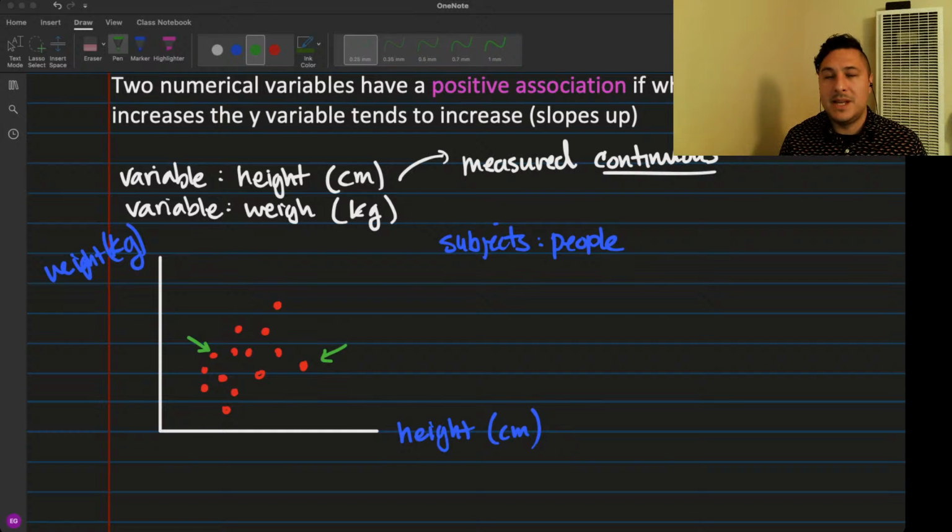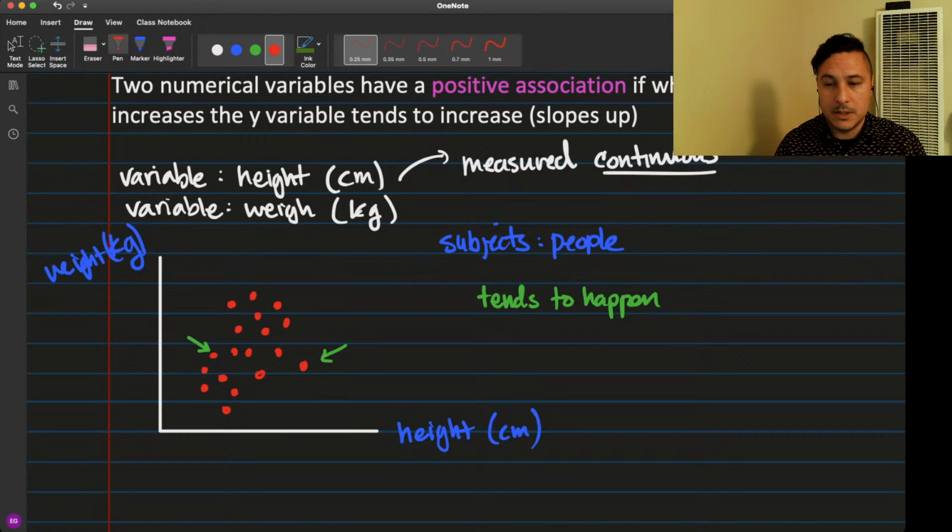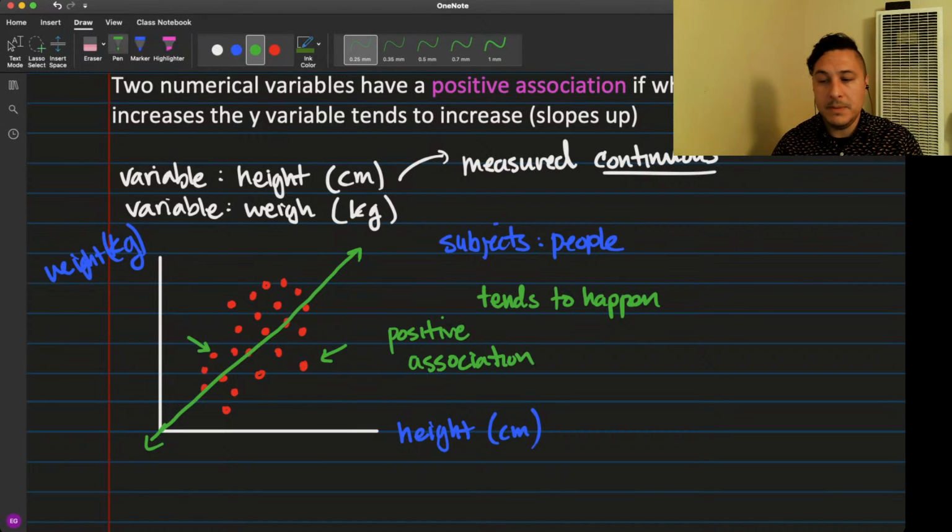It's not always going to happen that just because you're taller than someone, you're going to weigh more than the shorter person, but it tends to happen. So the key words here are what tends to happen. Let's put in some more dots. In general, people who are taller usually weigh a bit more. If you draw what's called the trend line, it goes like this, and you can see that it has a positive slope. So we talk about a positive association between height and weight.